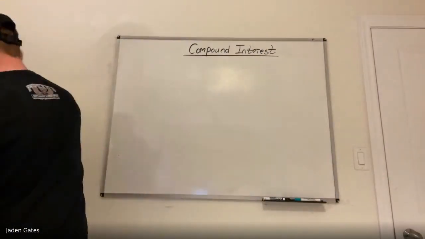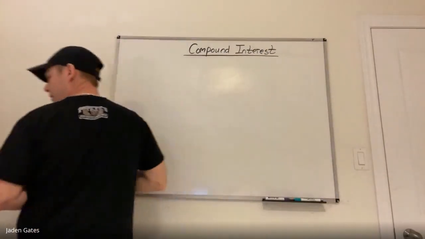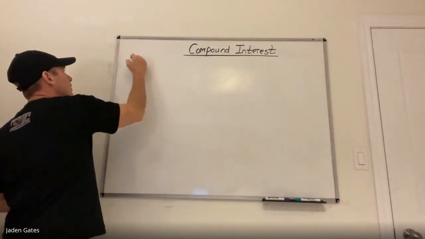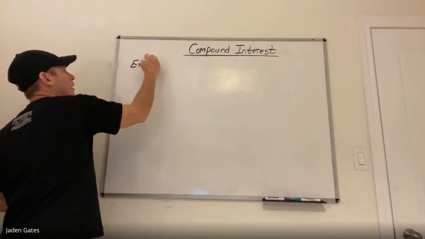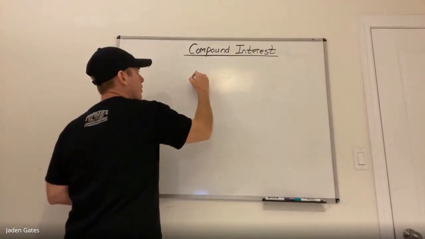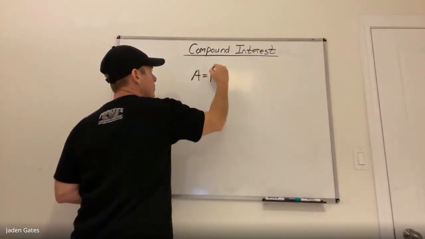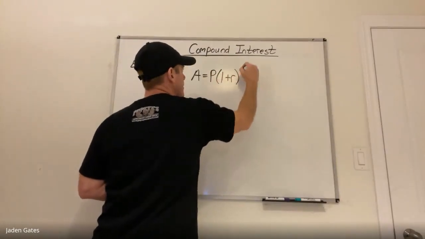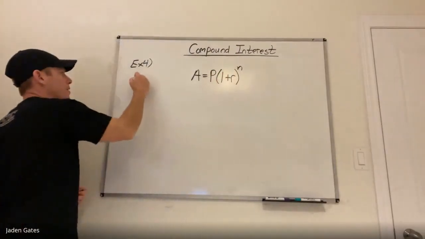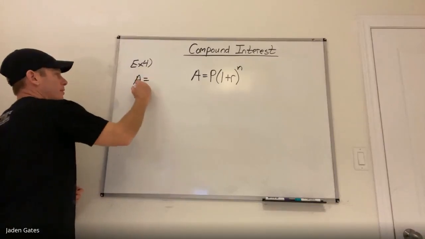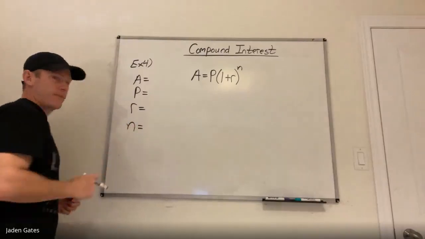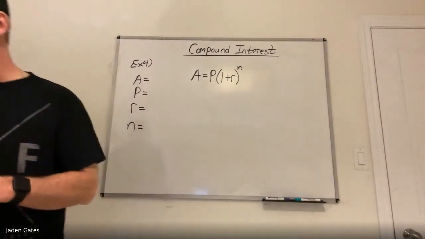All right, so next up, last example, where we have example number 4. All right, again, we're going to be dealing with compound interest. So A is equal to P times 1 plus your interest rate to the power of N. So again, I'm going to write down my 4 variables. All right, and so here we go in example number 4.